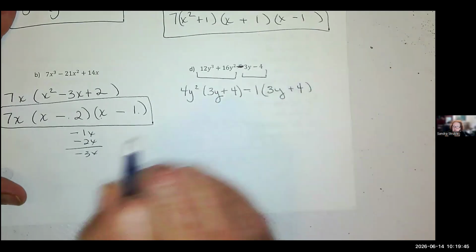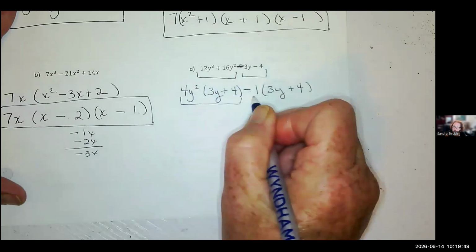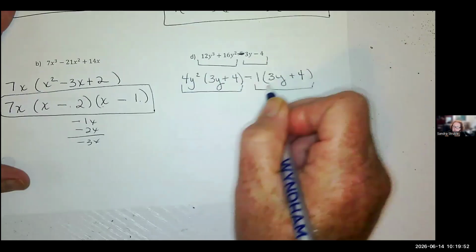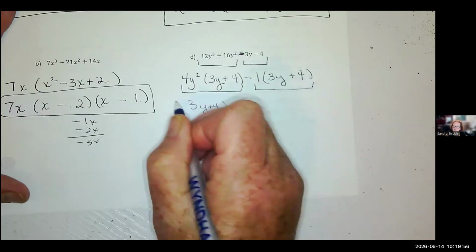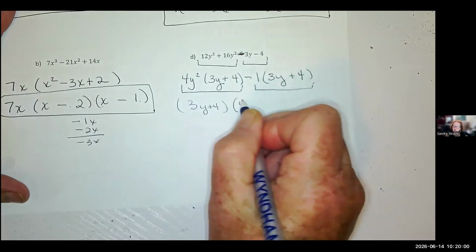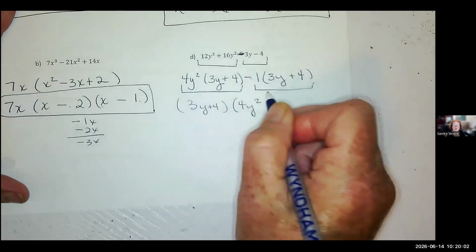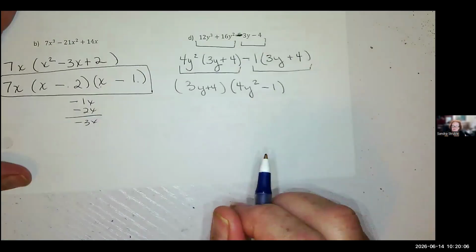Now from these 2 terms, we've got to factor out what they have in common, 3y plus 4. And we factor out 3y plus 4 from this term, we're left with 4y squared. Factor out 3y plus 4 from this term, you're left with negative 1. We're not done. Nothing can be done with this one.